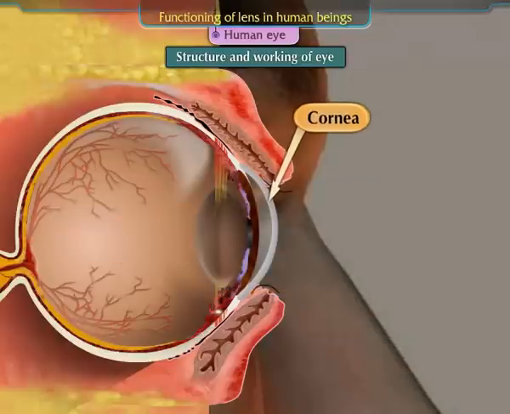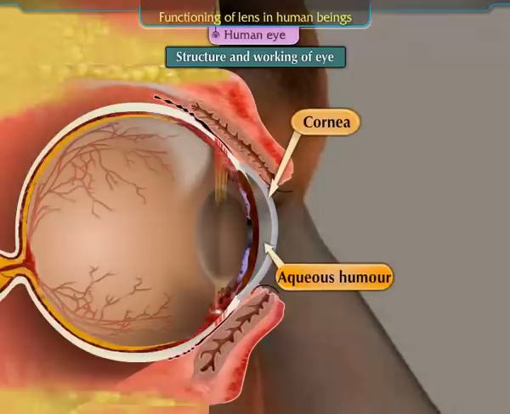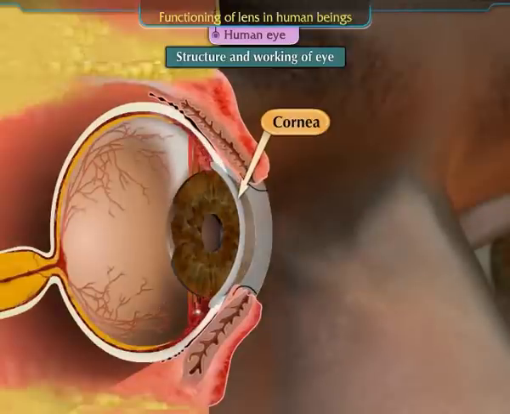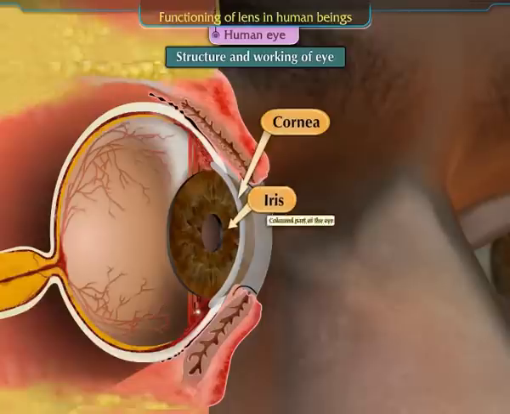The region behind the cornea is filled with watery fluid called aqueous humor. Cornea and the aqueous humor together refract most of the light entering the eye. Behind the cornea, there is a dark muscular diaphragm called iris. It is the colored part of the eye.